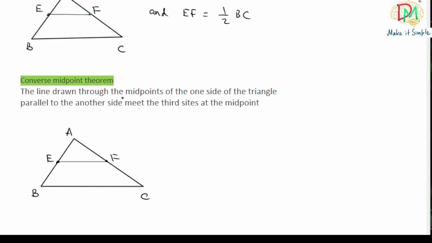Next we learn the converse of the midpoint theorem. It states that the line drawn through the midpoint of one side of the triangle parallel to another side meets the third side at its midpoint. So here ABC is a triangle and E is the midpoint of AB, and also given that EF is parallel to BC. Now this parallel EF cuts AC at the point F, which is the midpoint of AC.